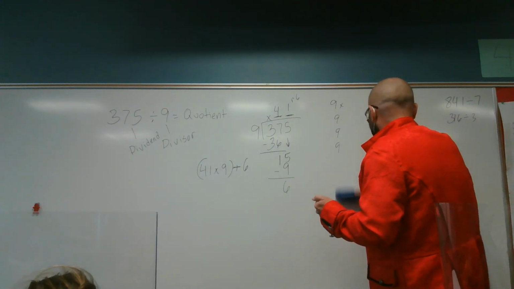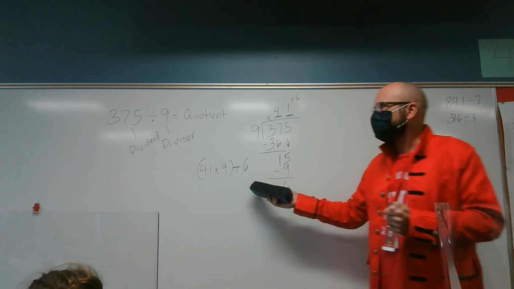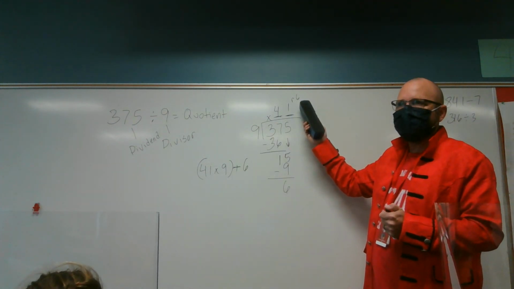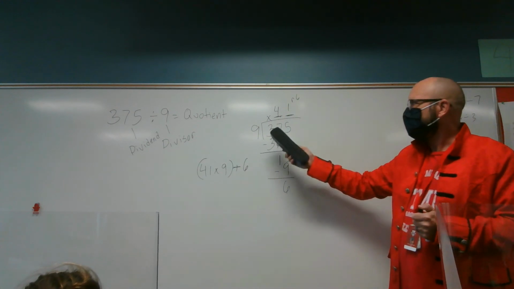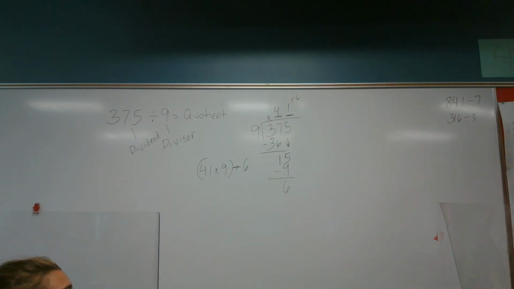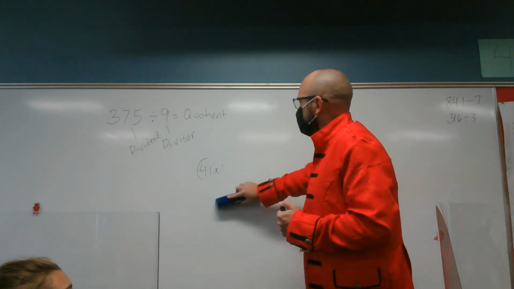So you do 41 times 9 and then plus 6? And then add the remainder, yes. You do your quotient times your divisor, and then add your remainder in. And then if it equals 375, then we probably have the right answer, unless we made a mistake on both parts.